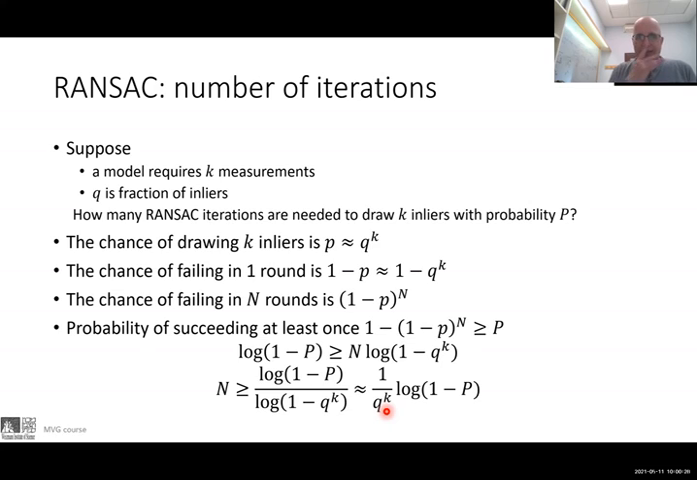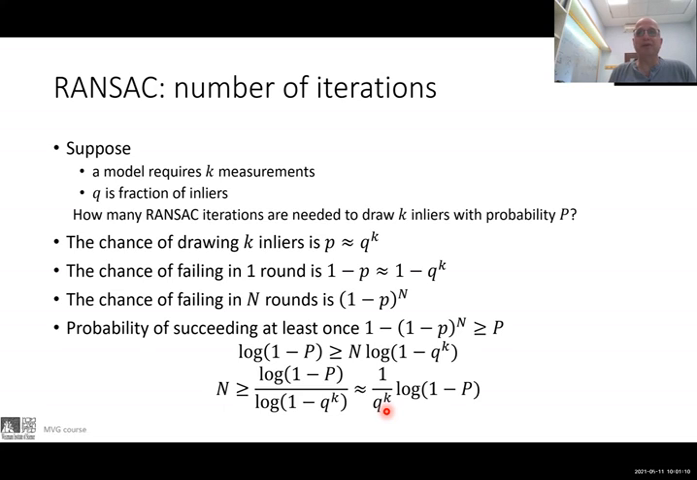So for example, if we compare the situation where we want to solve for essential matrices, there are two possibilities. One is using 5 points, the 5-point algorithm, which we will talk about in the next hour. If q is 1/2, that would give us 32. If we use the 8-point algorithm, a linear, simpler algorithm, this will be 2 to the 8, which is 256.